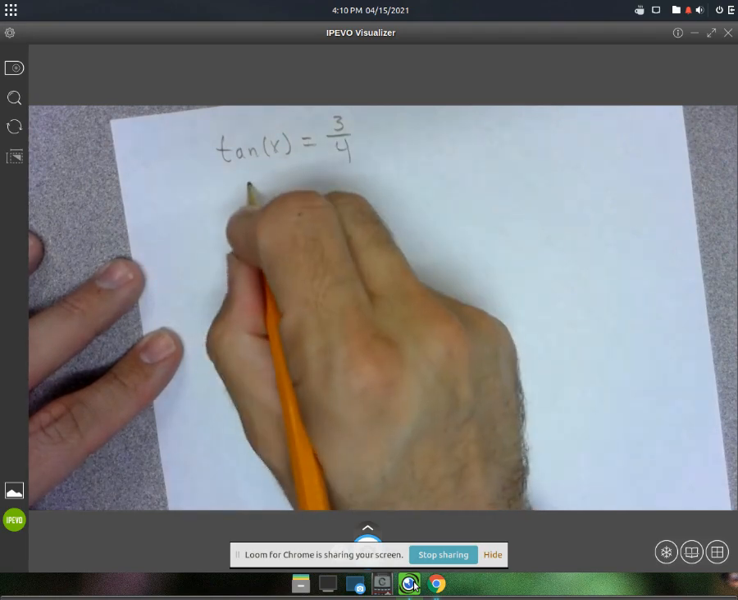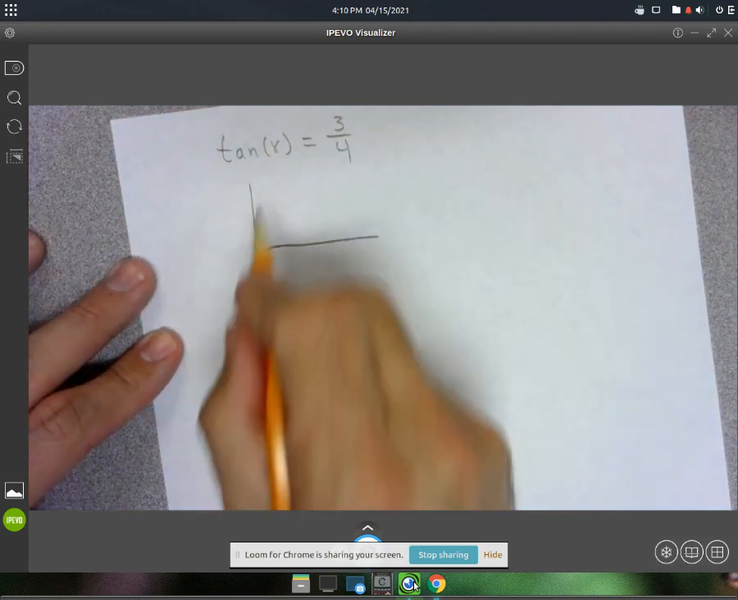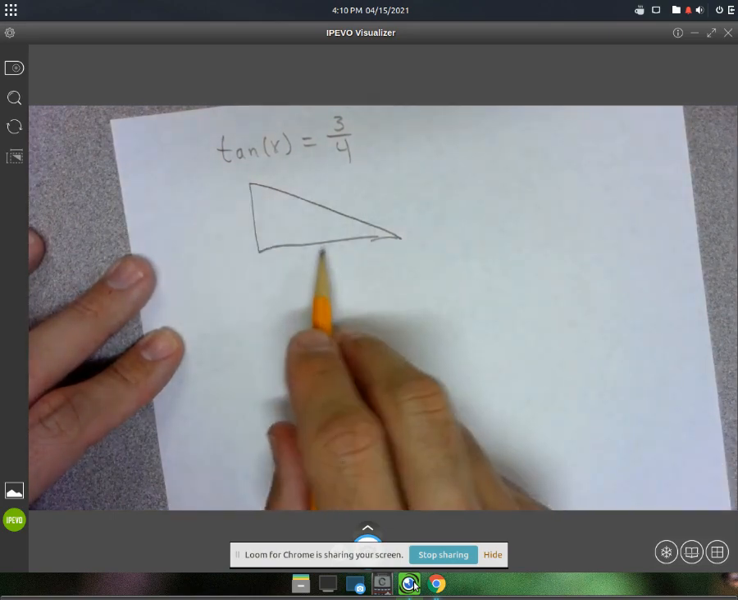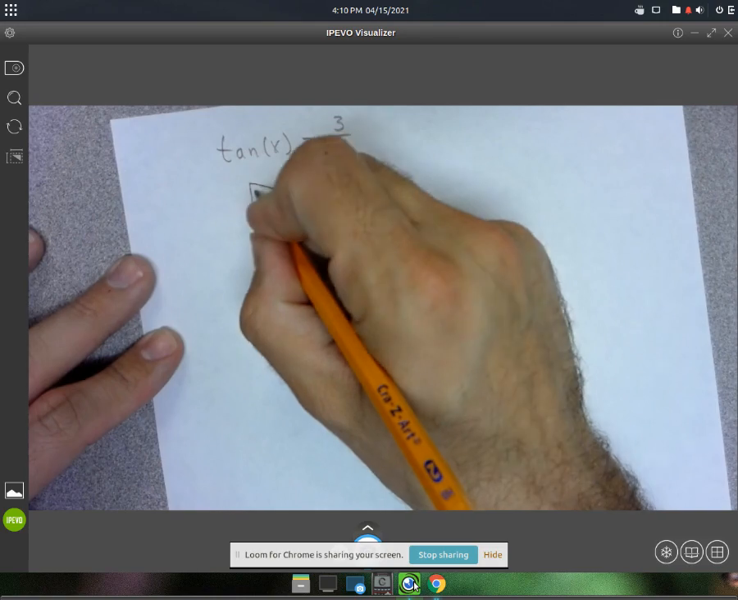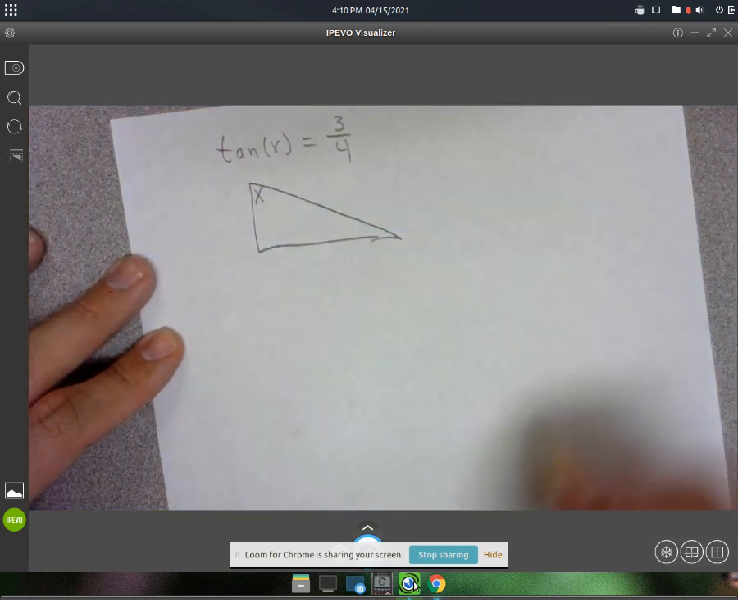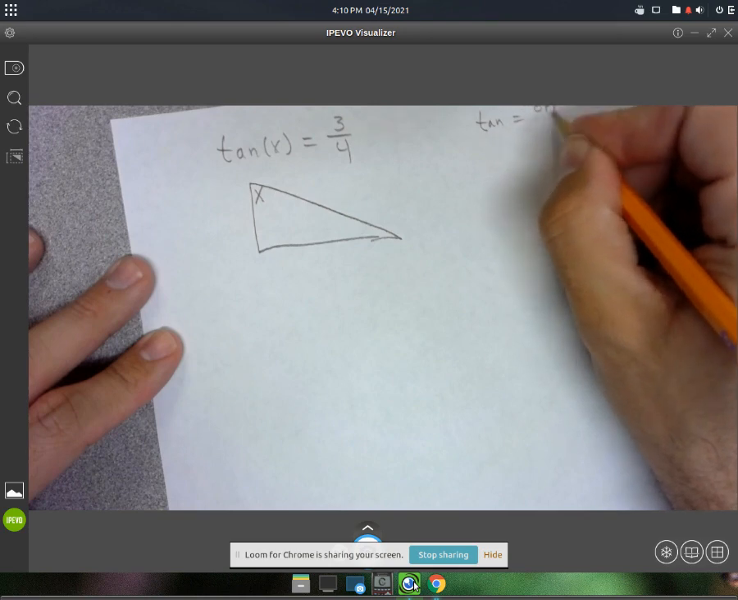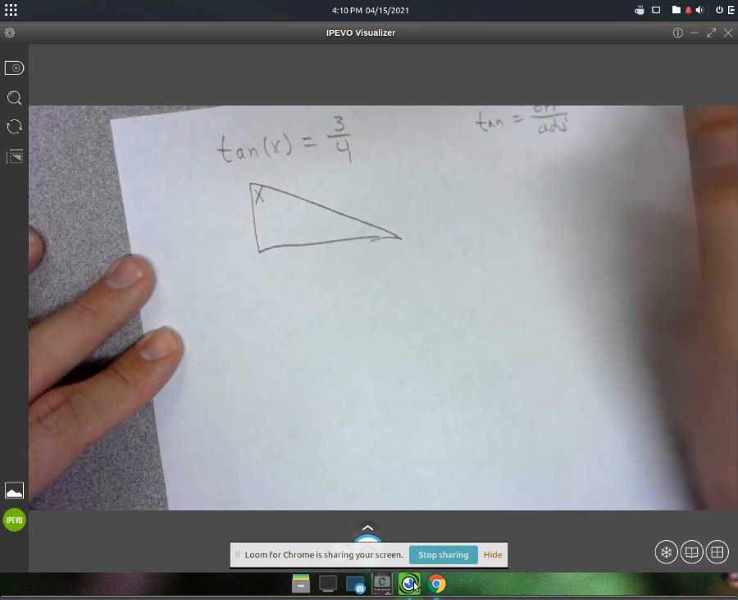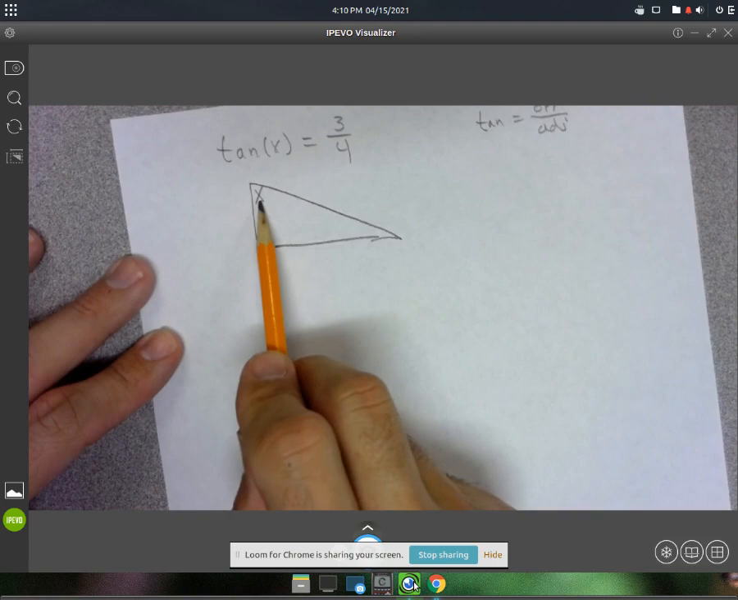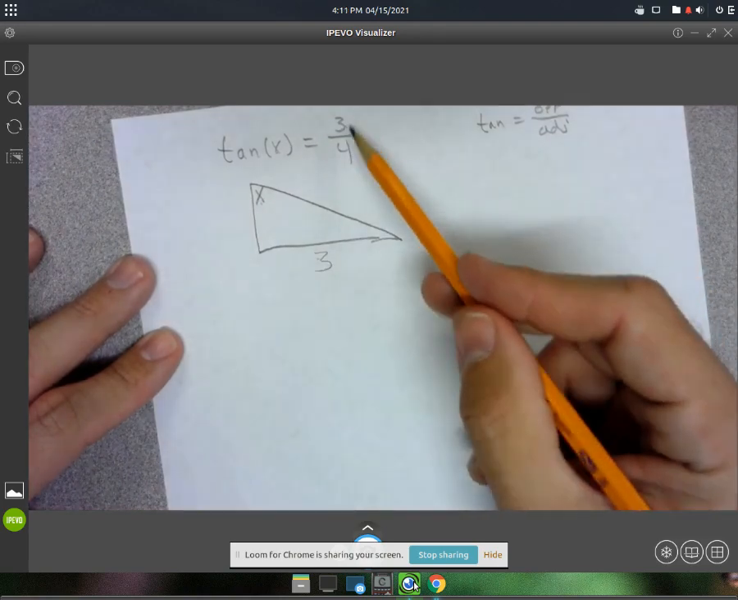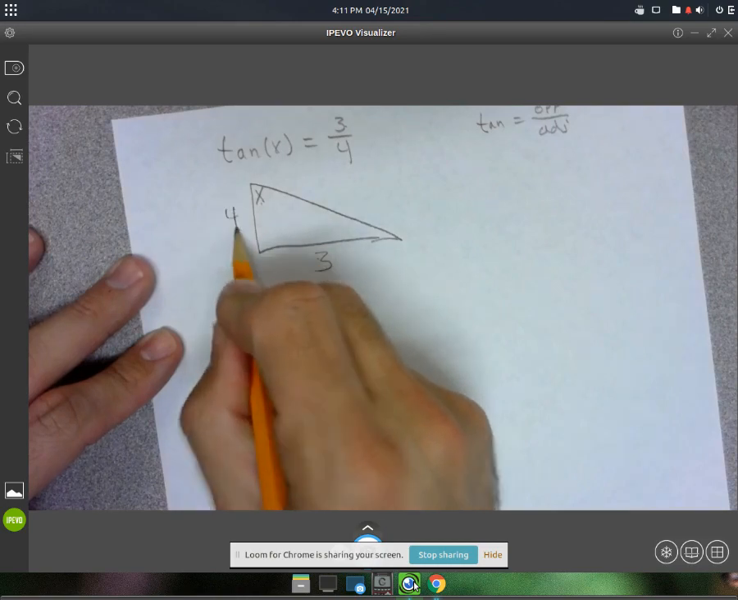So what I'm going to do is build a triangle so that this is true. I'm just going to start with a random right triangle here, and I'm going to label either one of these as my x. So remember, tangent is equal to opposite over adjacent. So the opposite from x would be a 3. That's the idea, opposite over adjacent. And that would be a 4.